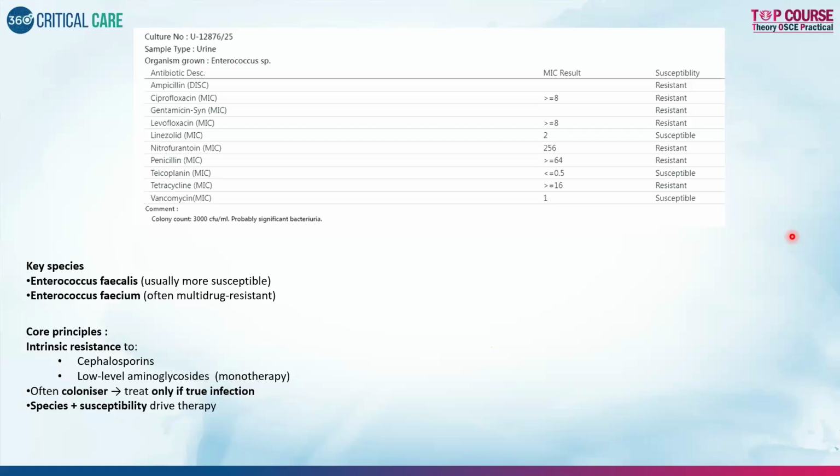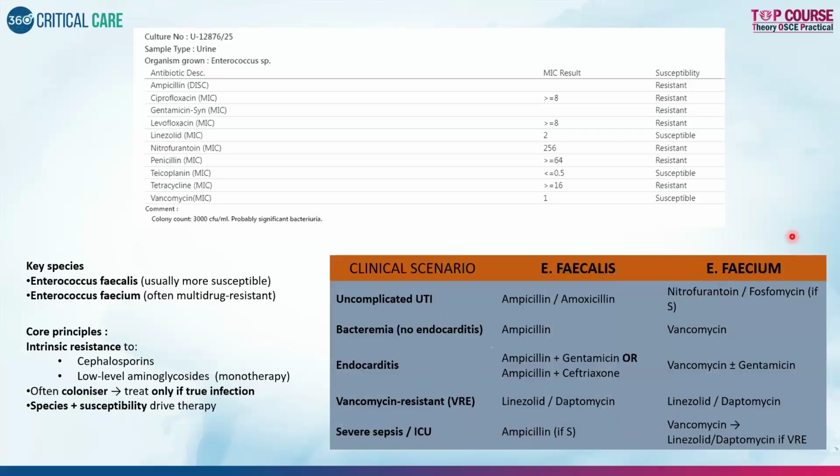Remember, these species have an intrinsic resistance to cephalosporins, and use of aminoglycoside as a monotherapy is not going to be efficacious. That's why most of the endocarditis treatment is always a combination therapy, because there are usually insufficient blood levels to get complete removal of the bacteria from the site of infection. Whenever you have faecalis or faecium, depending on the type of sepsis, whether it is UTI, bacteremia, or endocarditis, you have a choice of combination therapy. So you need to know this.